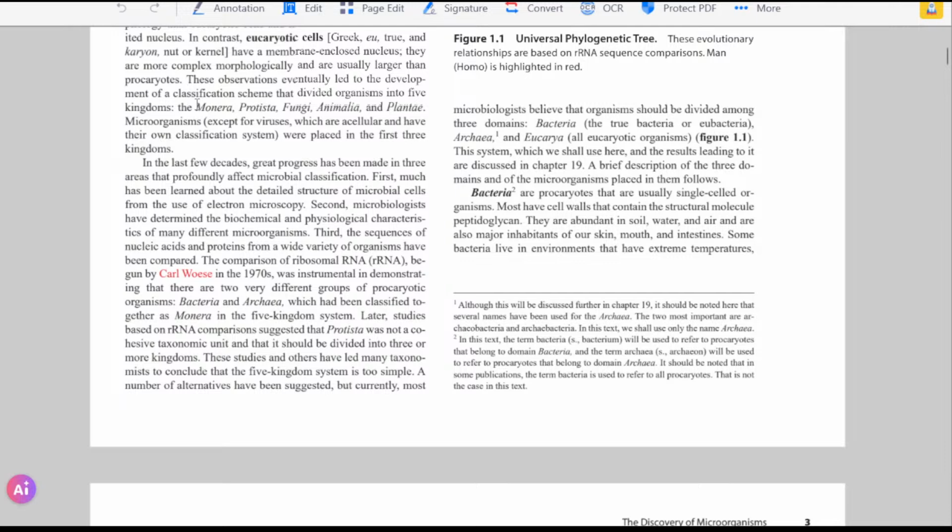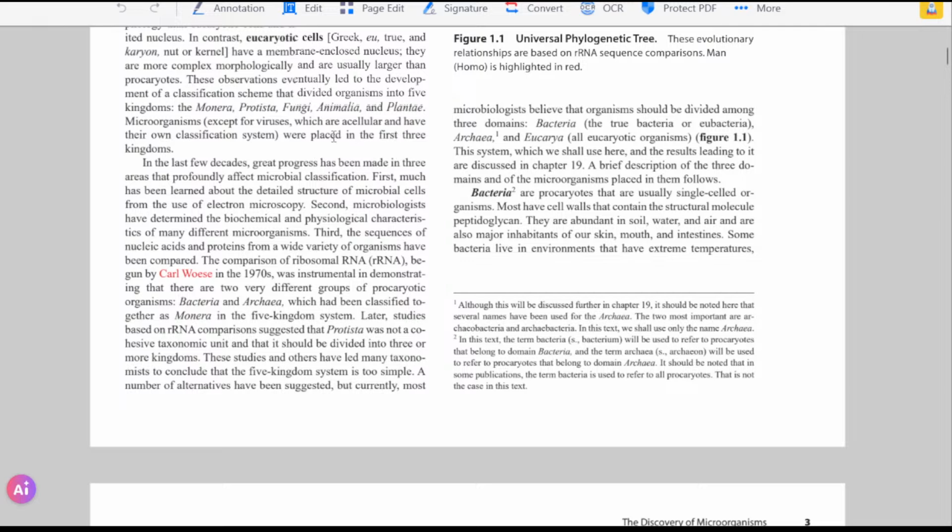So the five kingdom classification that we are very familiar with is: Monera, Protista, Fungi, Animalia, Plantae. Monera had the bacteria and the archaea, the prokaryotic cells, right? Protista had the protozoa, protists, these kinds of things. Fungi, we know fungi, the multicellular or unicellular eukaryotic cells. And Animalia, we know animals, and Plantae, we also know plants. So these were the five kingdoms, right? Except for viruses, which are acellular and have their own classification system.